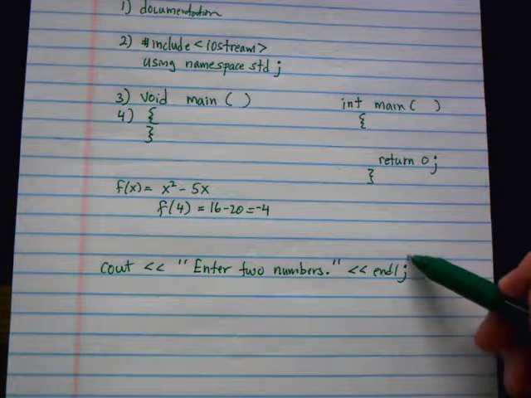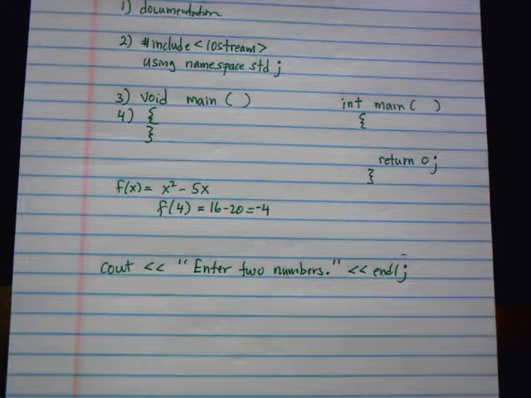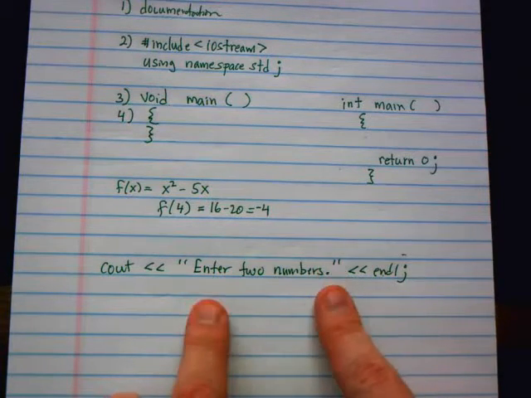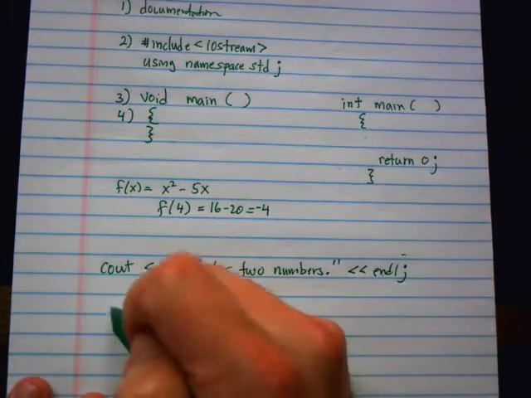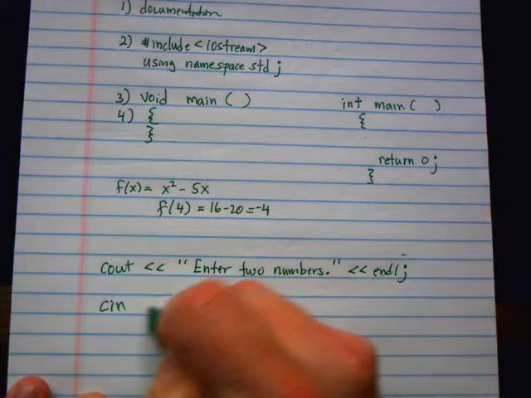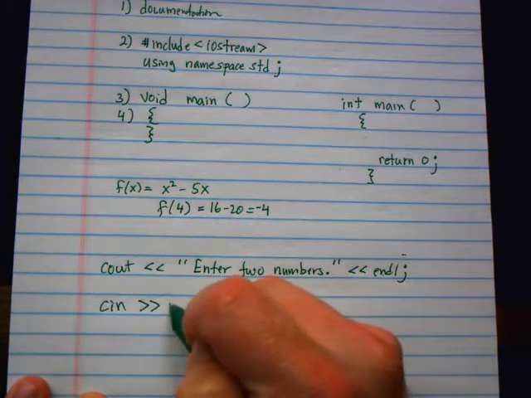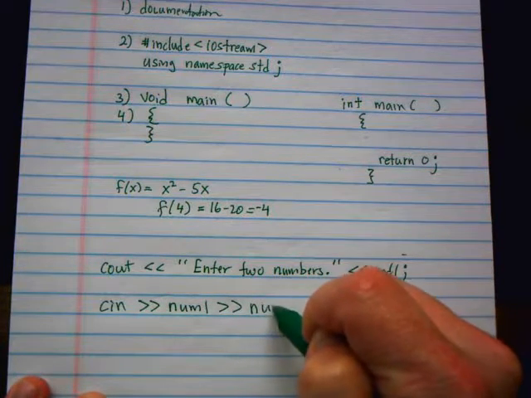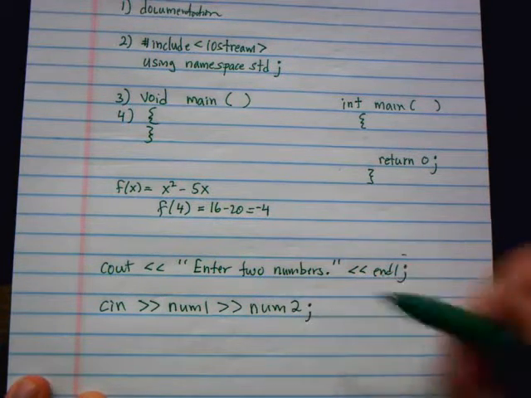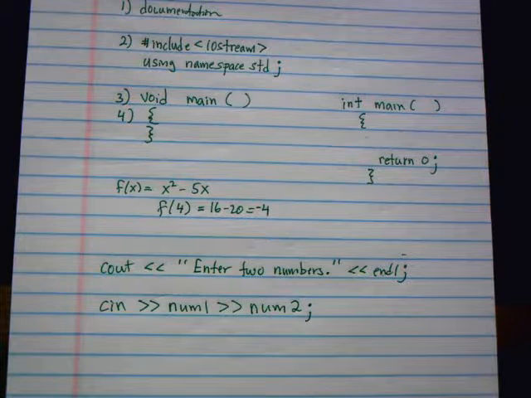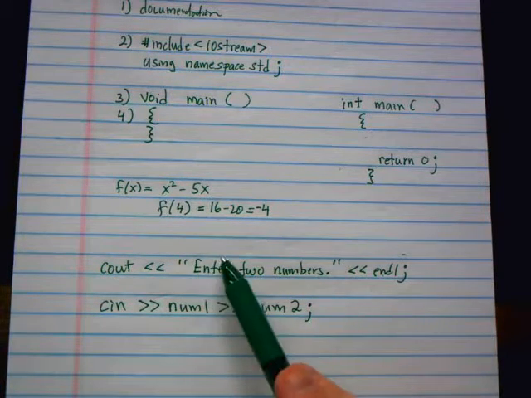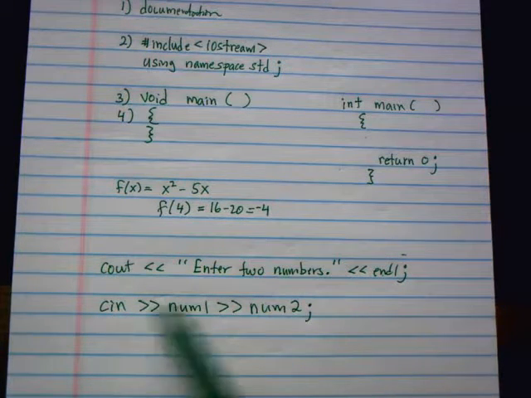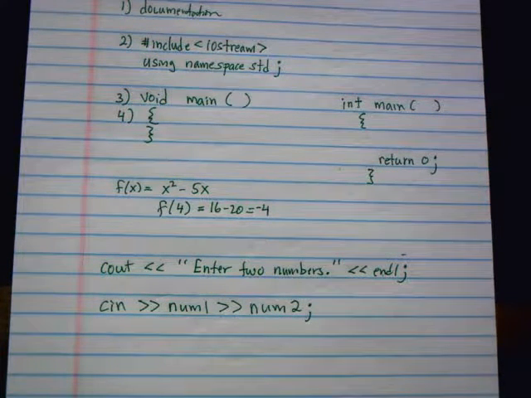Again, you got to connect. You got to put the less than symbols in between. All right, so now I'm telling the person enter two numbers at the same time. My cin statement would then look like this: cin num1 num2. So just like a cout can print multiple different things at the same time, cin can read in multiple variables at the same time.